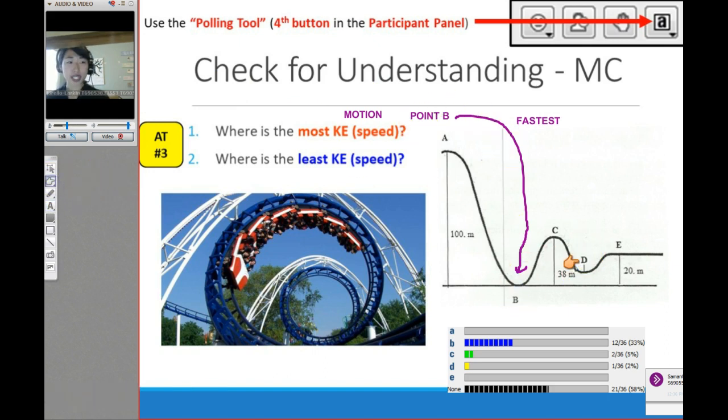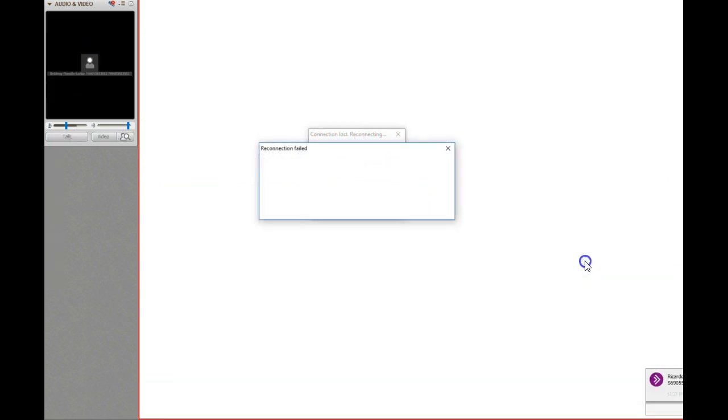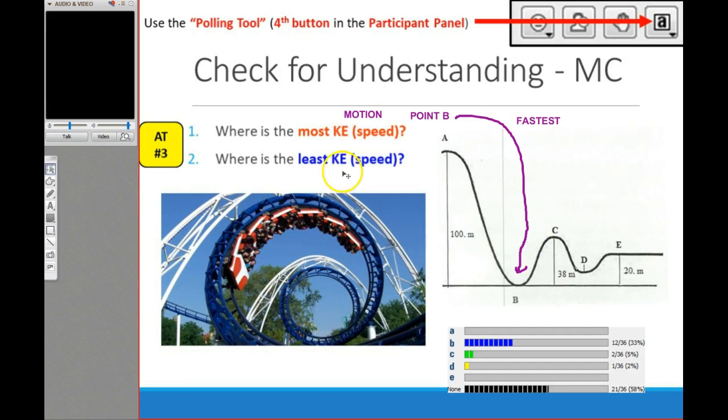Why isn't it point D? Tell me in the chat box. Why isn't it point D? Point D is also a little bit of a dip, so it's tempting to say point D, but why is point D not quite correct? Awesome, got an answer from Stacy. I see Mike typing. Why is point D not quite as much? Okay, yes, yes.